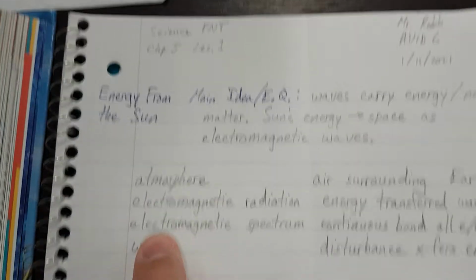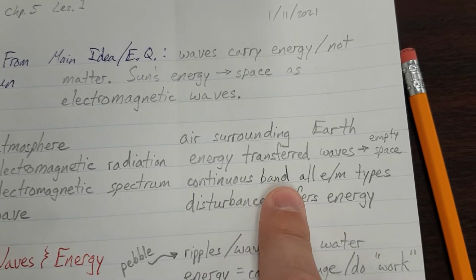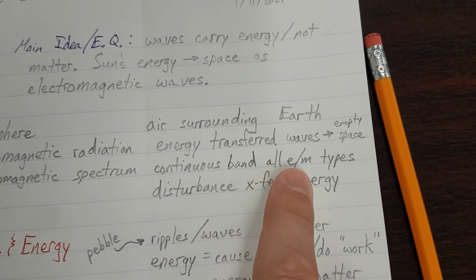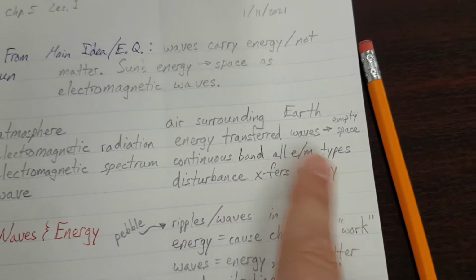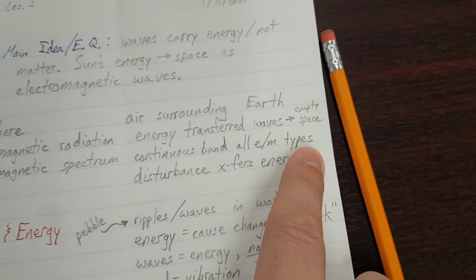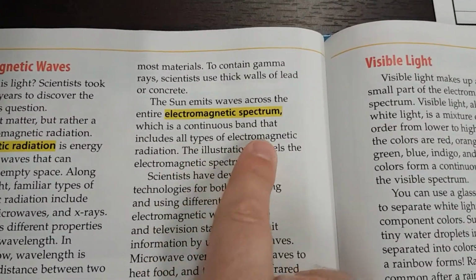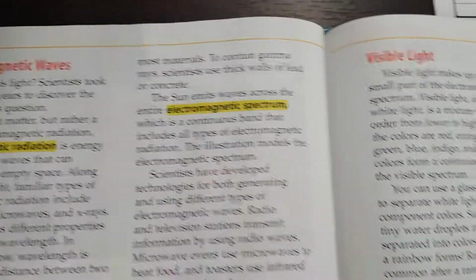Okay, so electromagnetic spectrum, continuous band, all E/M types. So it's a continuous band of all the electromagnetic types. Just like they said here, a continuous band of all the electromagnetic types.